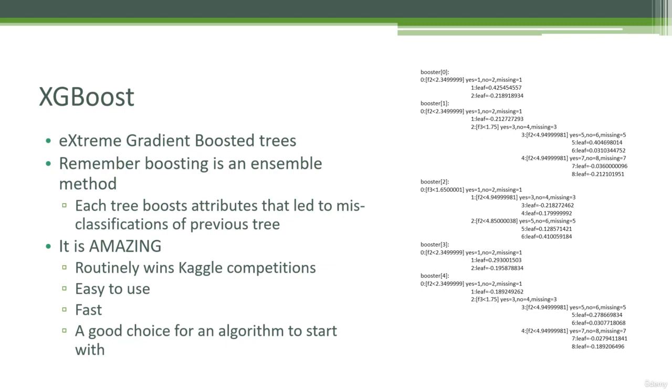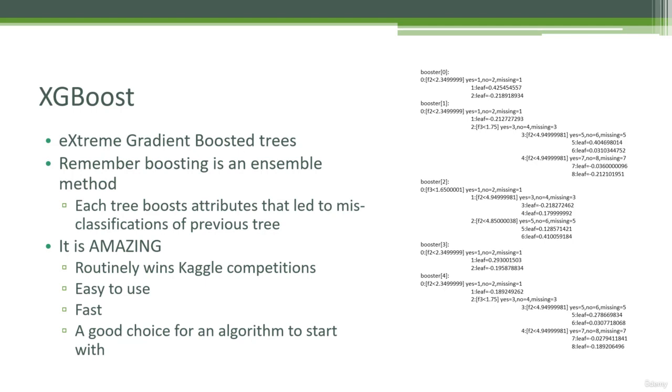Now remember, boosting is an ensemble method. The idea is that we take a model and we have multiple versions of that model chained together. So what happens is every tree within our boosting scheme is going to boost the attributes that led to misclassifications from the previous tree. So basically, we have multiple trees that are just building on top of each other to correct the errors of the previous tree before it. And it turns out this rather simple idea is really, really amazing.